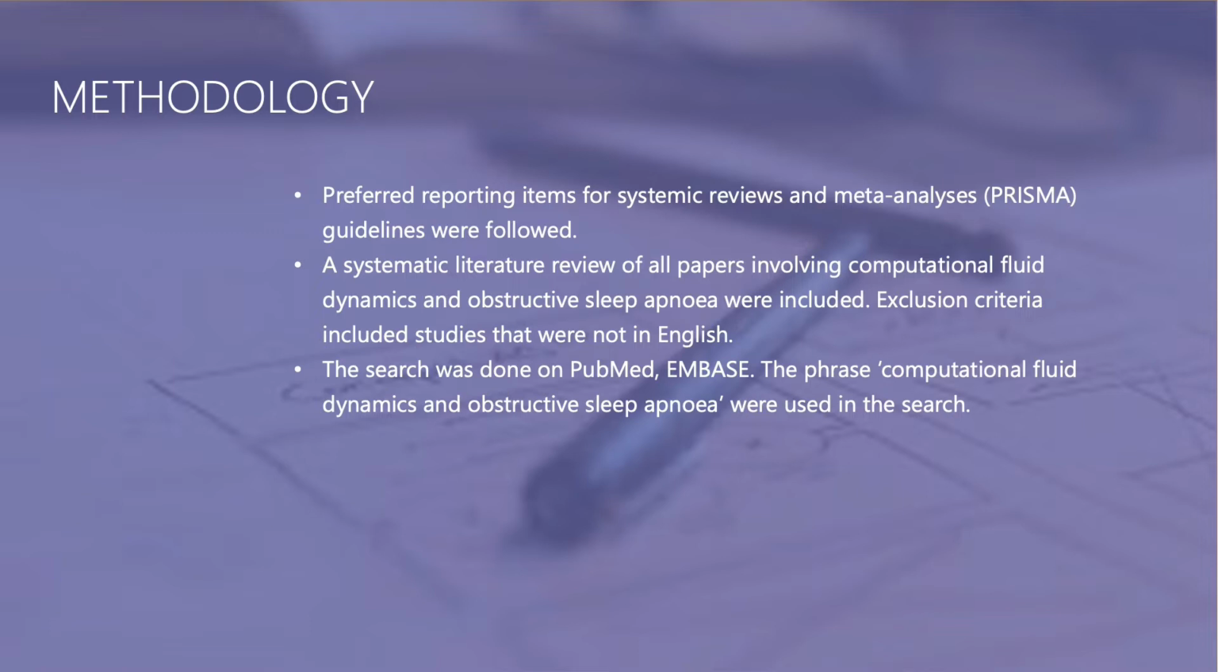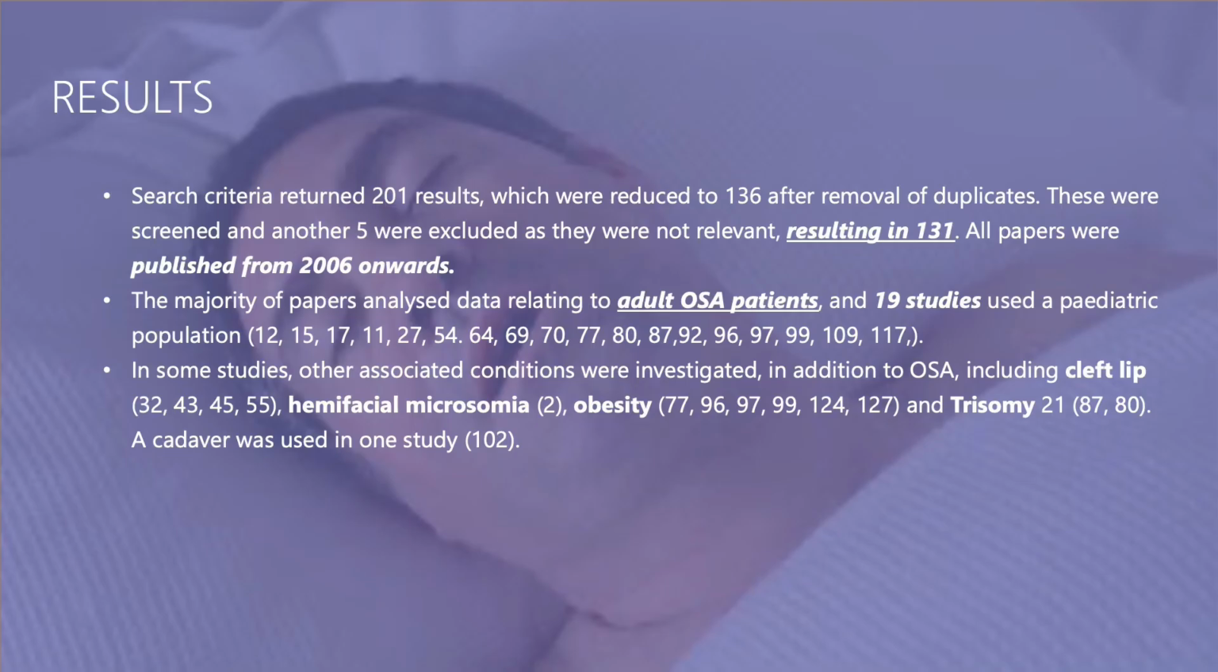PRISMA guidelines for systematic reviews and meta-analysis were followed. A systematic literature review of all papers involving computational fluid dynamics and obstructive sleep apnea was included. A search was done on PubMed and Embase by searching for computational fluid dynamics and obstructive sleep apnea. After exclusion of some studies, this resulted in 131 published papers. The majority of these papers were done on adult OSA patients, and 19 studies were done in the pediatric population.